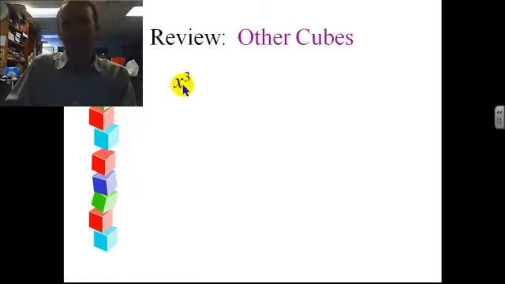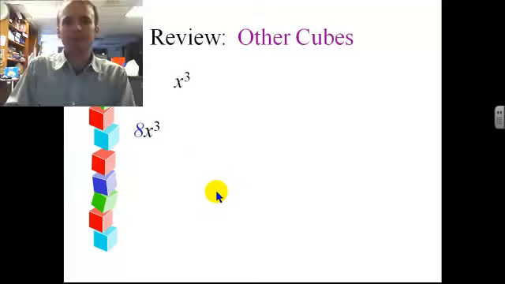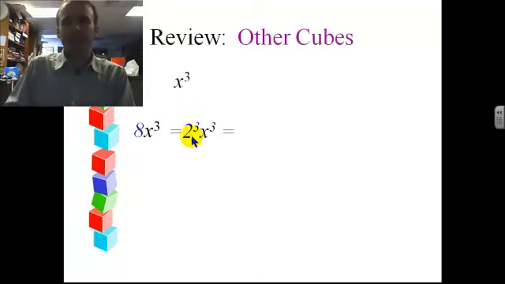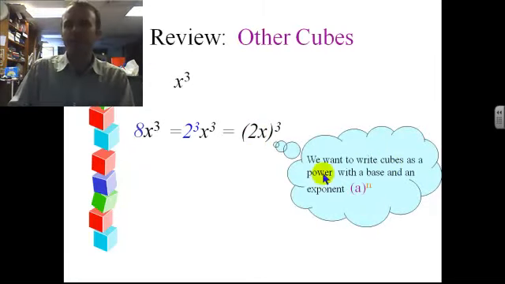Well, x cubed, this is a perfect cube. So is 8x cubed, because 8 is a perfect cube, and so is x cubed, so the combination are perfect cubes. So 8 can be rewritten as 2 cubed, x cubed, so this is the power of a power function, so if we write this, we can write it in parentheses, and you can see how it's a perfect cube, because inside the parentheses, this is a perfect cube. So we want to write cubes as a power with a base and an exponent, and the exponent is going to be 3 for all of these cases.